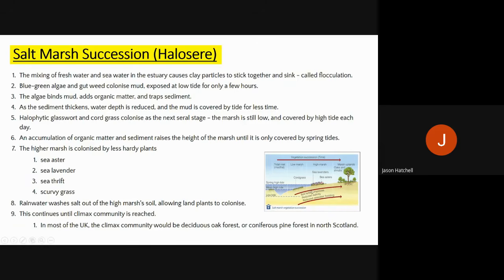And these plants, again, very much like with sand dune succession, form stronger over time the further away from the coast you go. Soil fertility also improves the further away from the coast you go as well. And when all the rainwater washes out all of the salt on the salt marsh, this is when we allow plants to start colonizing in a more strong way compared to under the sea. In the UK, the climax community is normally deciduous oak forest, the furthest point away from the sea. And in Scotland particularly, it is coniferous pine forest.